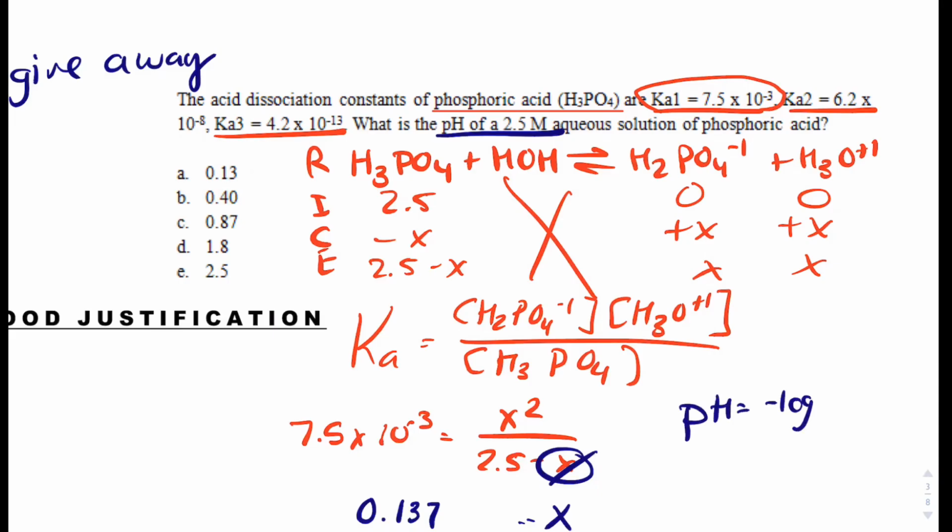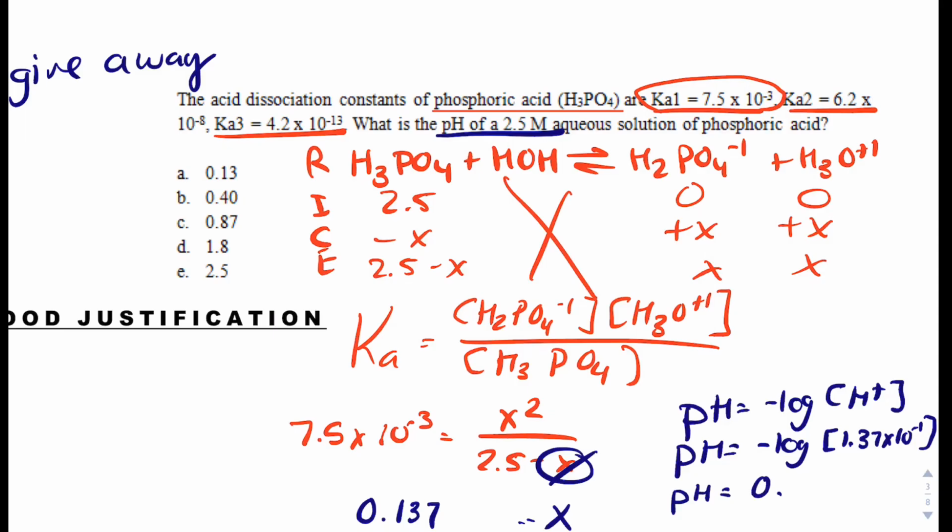pH equals minus log of H plus or H3O plus. So pH equals the minus log of 1.37 times 10 to the minus 1. So that pH will be a little bit less than 1. And let me take the negative log of that. pH is going to be 0.863, which the closest is to C. Now, notice I did not pay attention to Ka2 or Ka3. They're going to be mathematically insignificant. If you want to do the math on that, that's fine, but you'll waste a whole bunch of time. So never pay attention to Ka2 or Ka3.